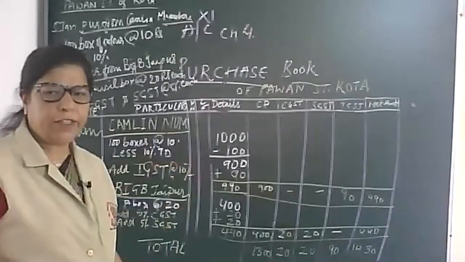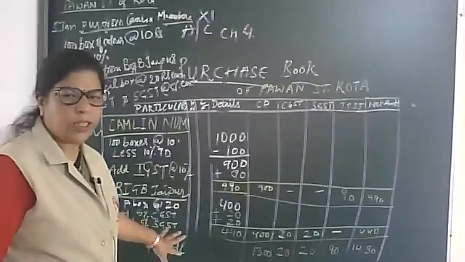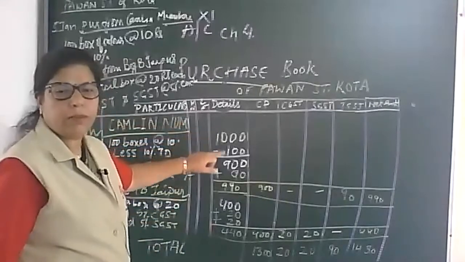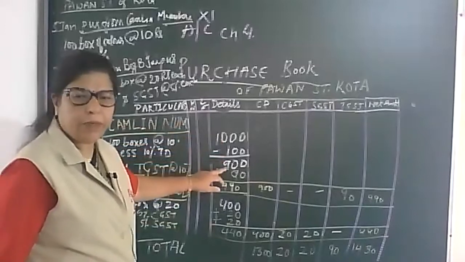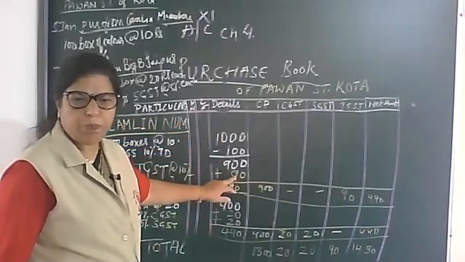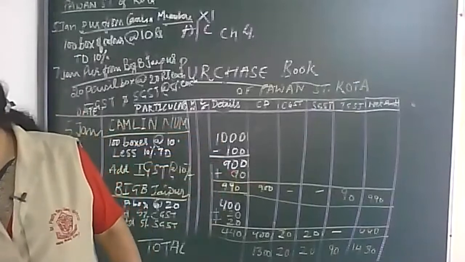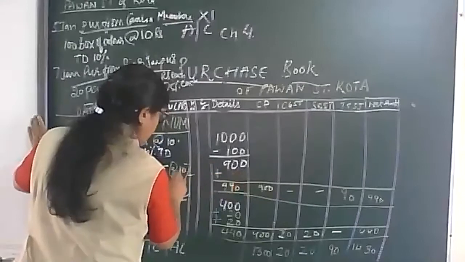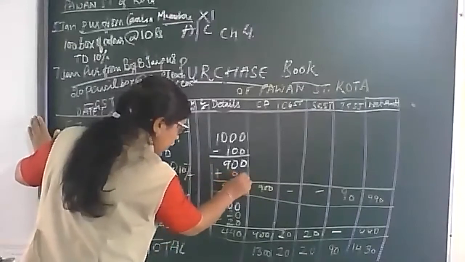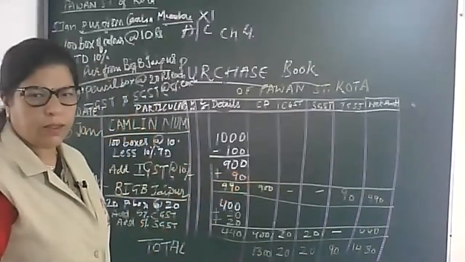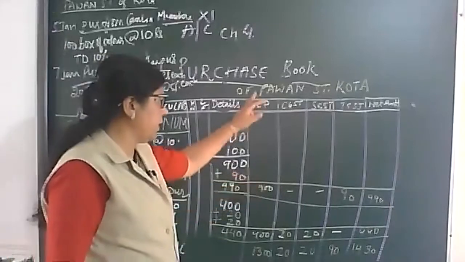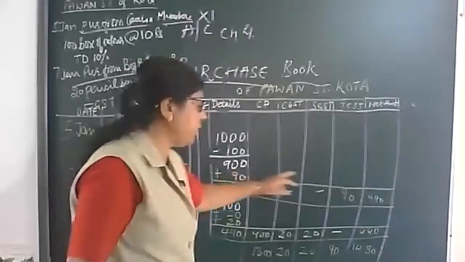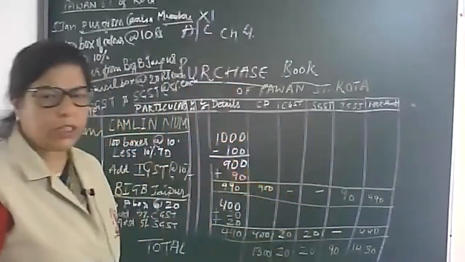I will explain to you how we will do the total. First 1000 minus discount, remaining amount. Then you will put the tax. That tax is 90 rupees. Why? Because 10%. So 900 is the cost price, no CGST, no SGST on it. 90 rupees is the IGST.